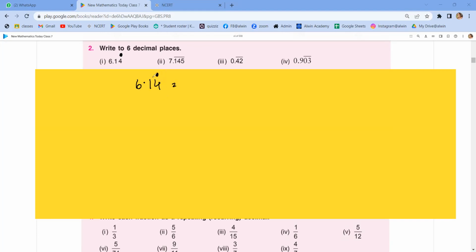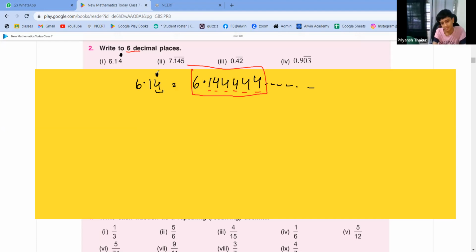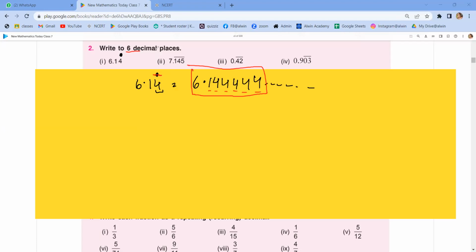This means that this 4 is repeating itself. 6.14444444. It repeats. The one having a dot on it, that means that number is getting repeated. They asked you to put it to 6 decimal places only. That is the first place, second, third, fourth, fifth, sixth. So this is your answer. Getting it, beta ji, or not? How? A dot or a bar, they mean the same. Okay. Right? A bar also means that the number is repeating itself. Bar, bar, bar, bar. Hai na?